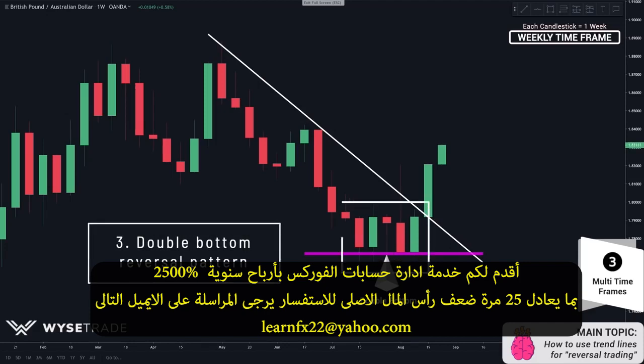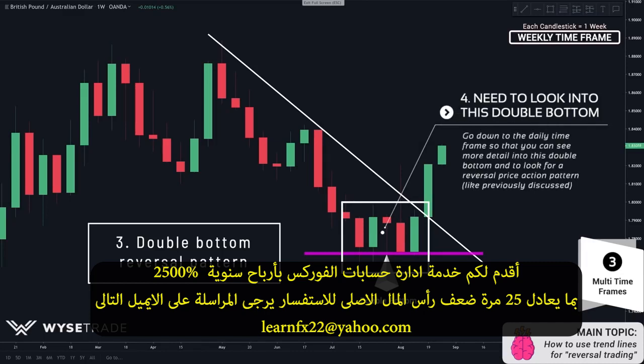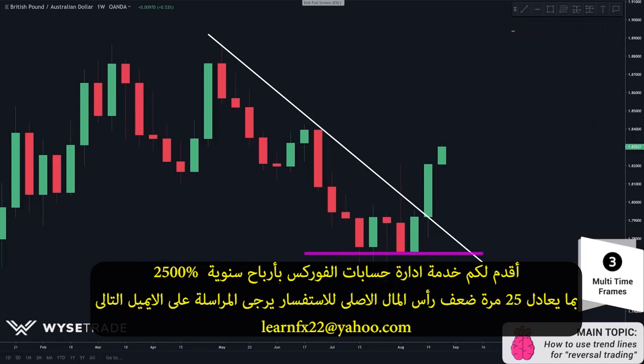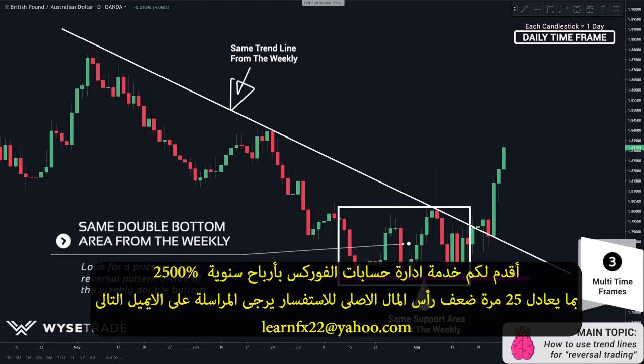So what you do is you want to jump down a time frame to the daily so that you can see more detail into the price action that is occurring within this double bottom and look for a trend change price movement. Here in the daily, you have your same trend line from the weekly and your same area of support from the weekly. Here is where the double bottom occurred on the weekly time frame. And again, we see a lot more detail on this daily time frame.